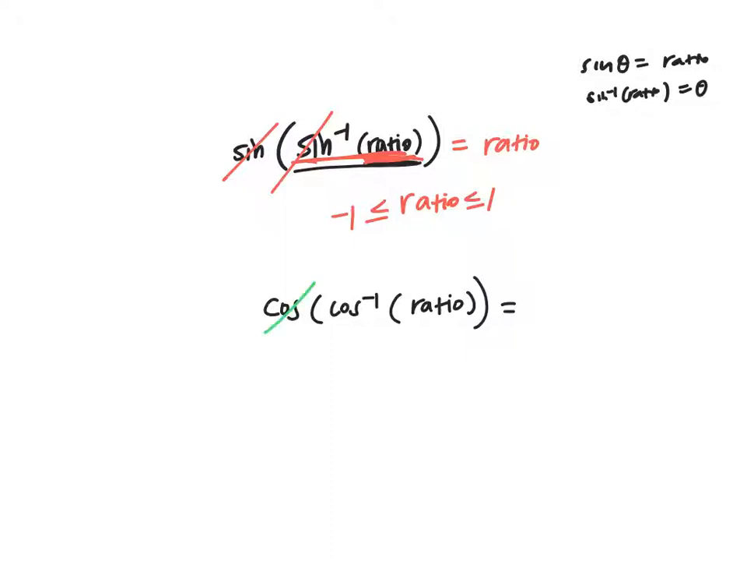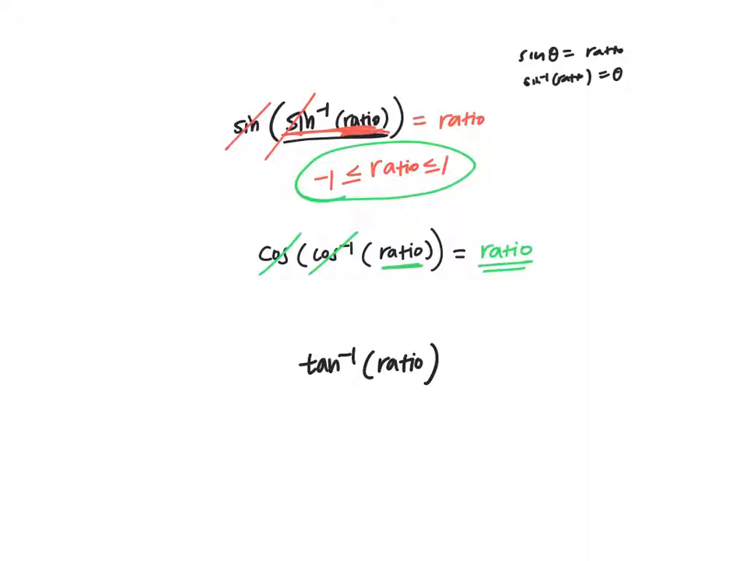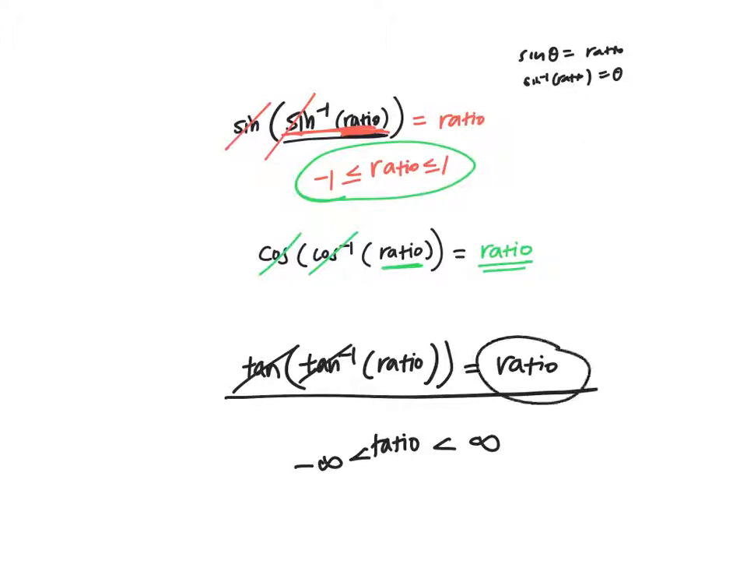And the same is true for inverse cosine. So cosine of inverse cosine, you can just cancel these out because they undo each other, and your answer would just be that same ratio, as long as your ratio is a number between -1 and 1. Otherwise, it would be undefined. How about for tangent? If you see the tangent of inverse tangent, this is always going to be the ratio, because recall that for tangent, the ratio can be all real numbers. It's between -infinity and infinity.